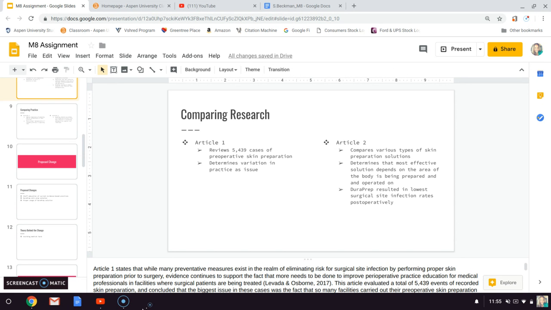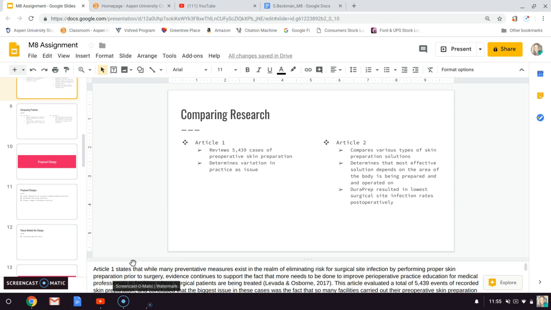Comparing research. Article 1 states that while many preventative measures exist in the realm of eliminating risk for surgical site infection by performing proper skin preparation prior to surgery, evidence continues to support the fact that more needs to be done to improve perioperative practice, education for medical professionals and facilities where surgical patients are being treated.